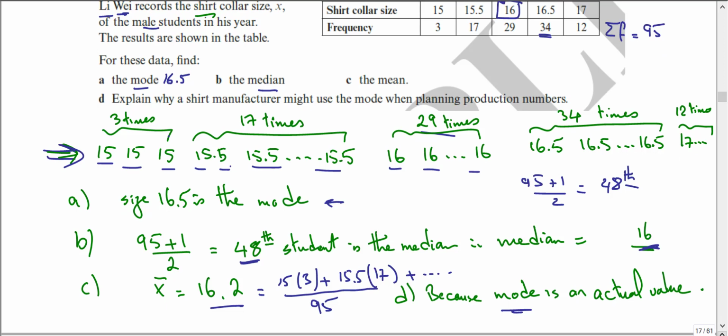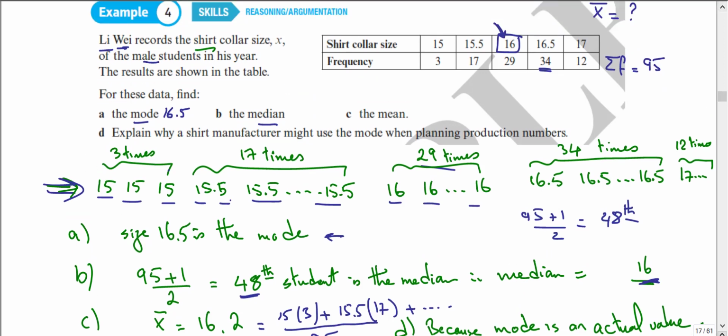Again. To get the median, it's very simple. This is an odd number of students. So to get the median, first you add 1 to the 95 and you multiply by half. You will get 48. 48 معناها student number 48.